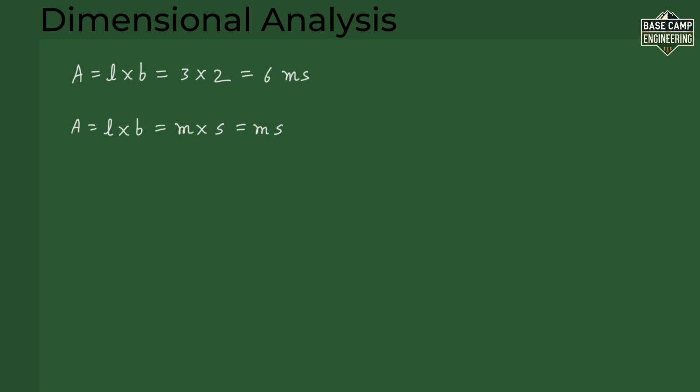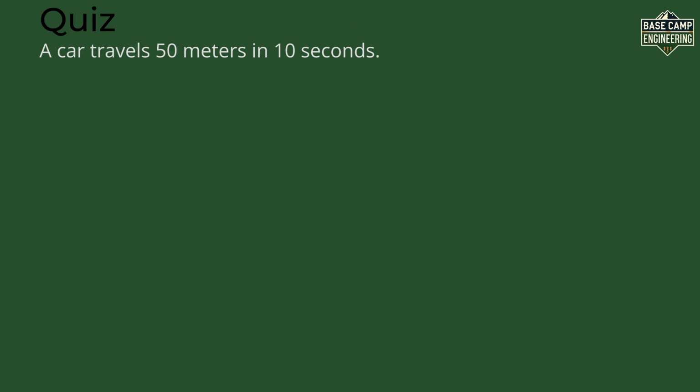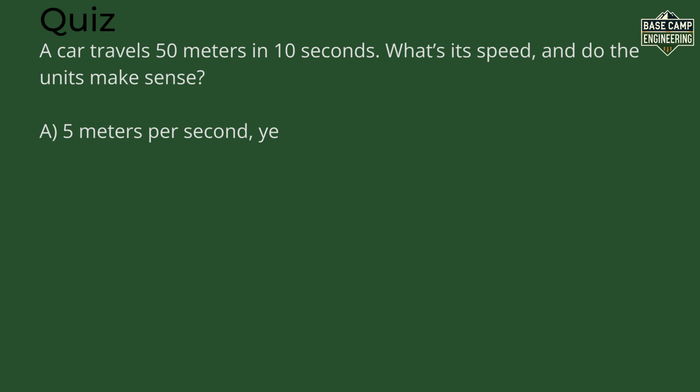Dimensional analysis helps engineers avoid mistakes like this when they design real playgrounds, bridges, or even spaceships. Engineers use it all the time to make sure their calculations are correct before they build something big. Let's test what you learned with a quick quiz. A car travels 50 meters in 10 seconds. What's its speed and do the units make sense?